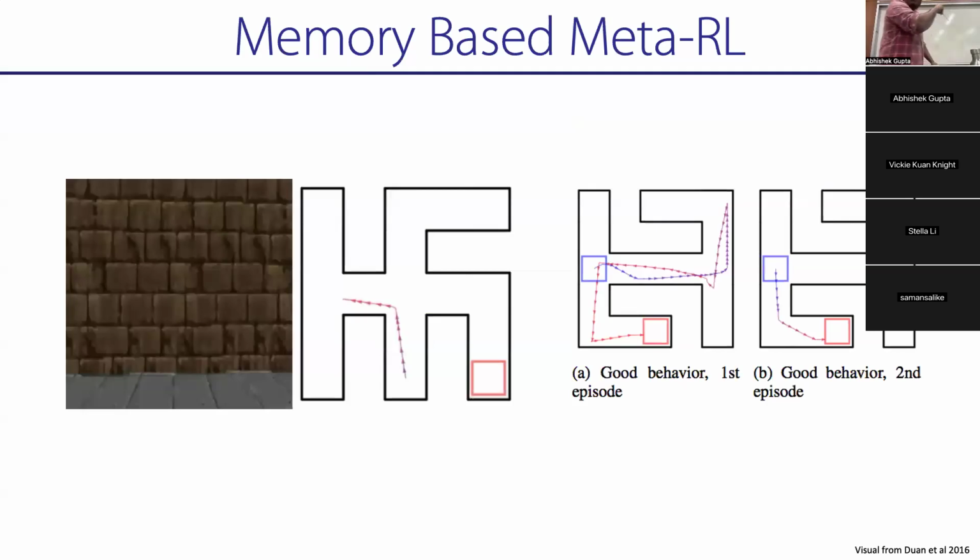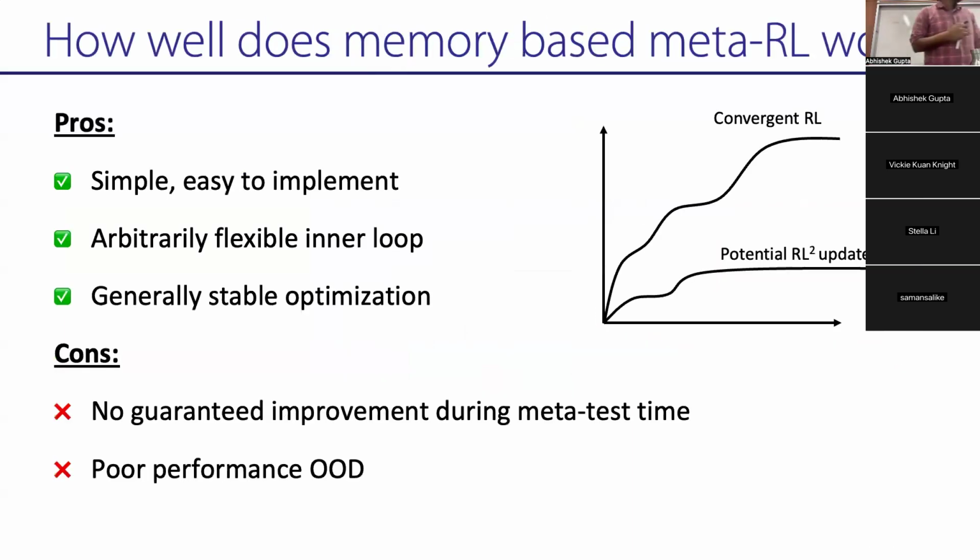Regarding improving during test time, could we make the update, like the hyperparameters of the gradient descent, learned? Yeah, that's what the next method does. Yeah, it's a good idea.